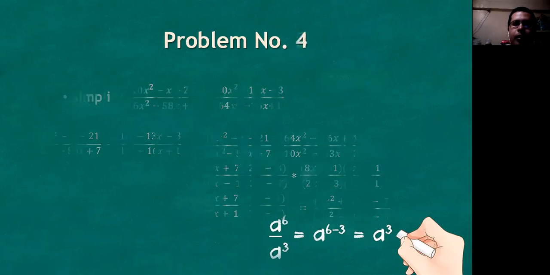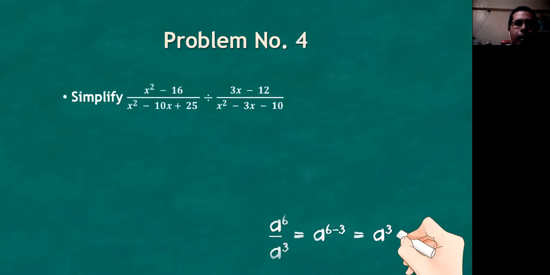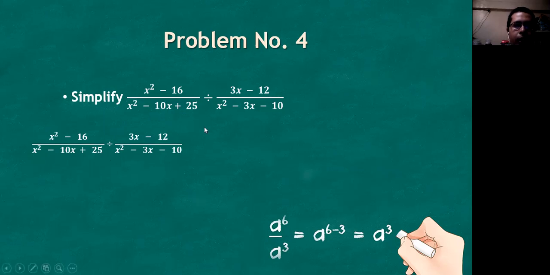So let's proceed to our fourth problem. We're going to simplify x squared minus 16 over x squared minus 10x plus 25 divided by 3x minus 12 over x squared minus 3x minus 10. I'm going to rewrite the given here. Again, in division of rational expressions, the terms of the numerator and denominator of your divisor will be interchanged. And from there on, your operation will change from division to multiplication. So your expression will look like this.